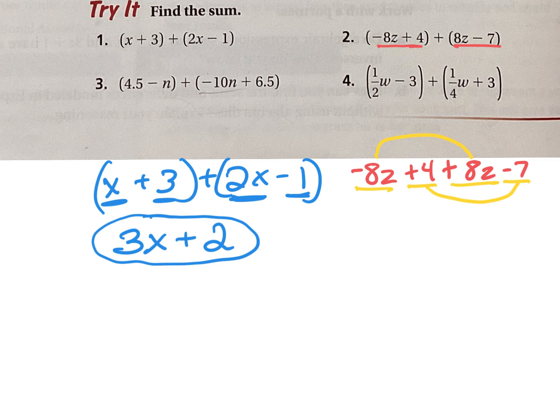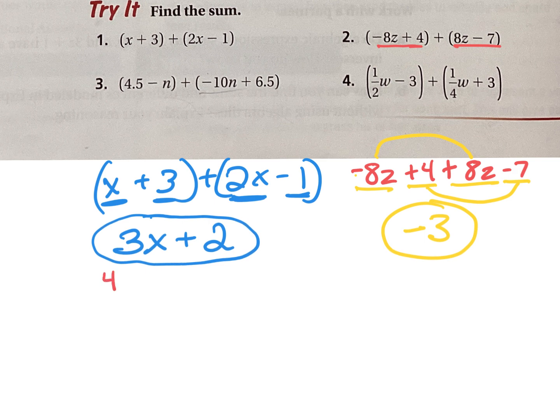So negative 8z plus 8z is 0z, and so that's just nothing. That's 0. And then 4 plus a negative 7 is a minus 3. And that would be adding that linear expression.